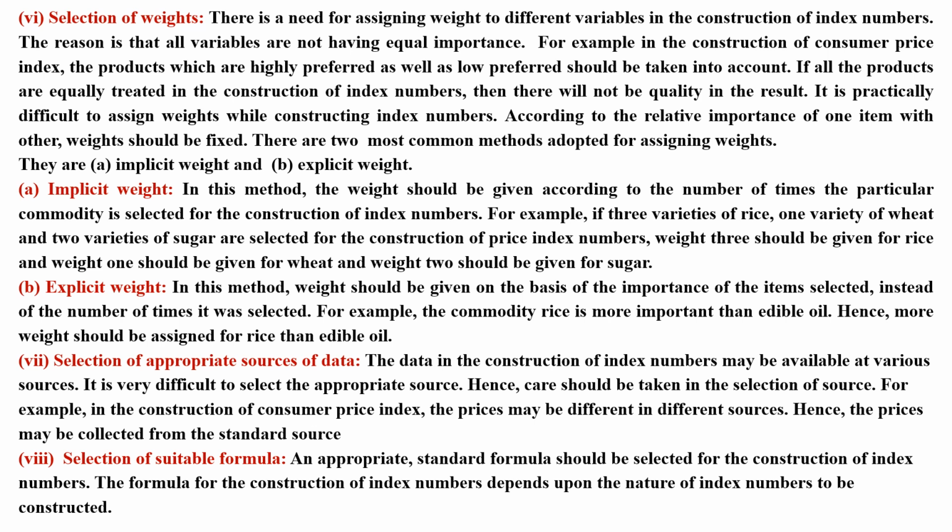Selection of appropriate sources of data. The data in the construction of index numbers may be available at various sources. It is very difficult to select the appropriate source. Hence, care should be taken in the selection of source. For example, in the construction of consumer price index, the prices may be different in different sources. Hence, the prices may be collected from the standard source.